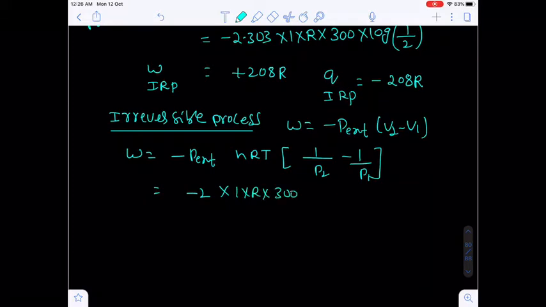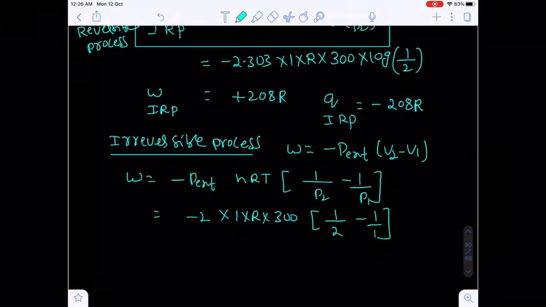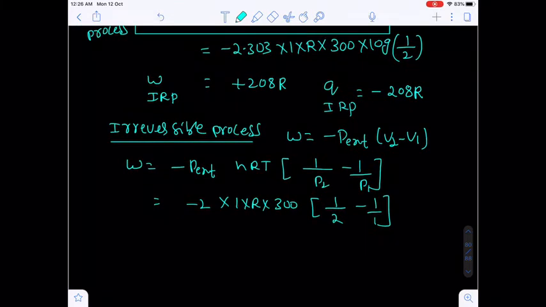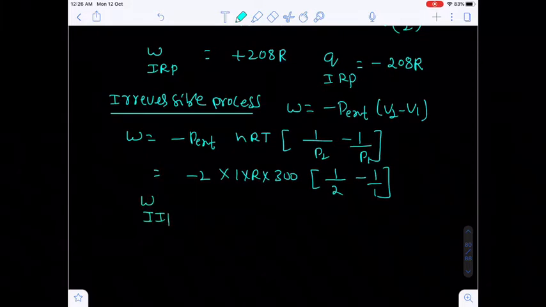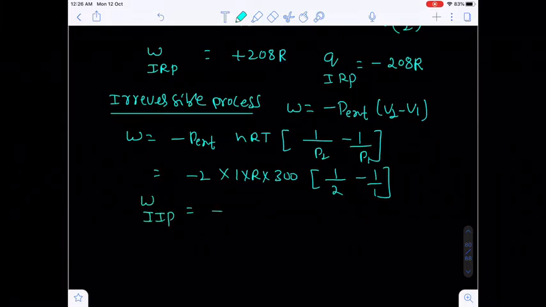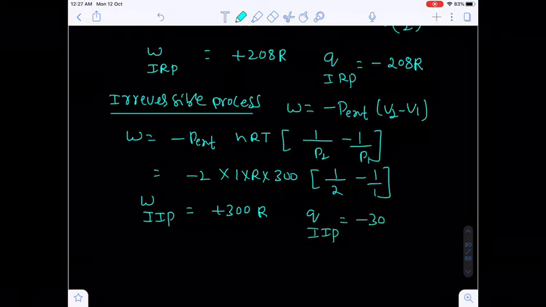So minus 2 into the number of moles of ideal gas 1, R as it is, temperature 300, into 1 by the final pressure 2 atmosphere minus 1 by the initial pressure 1 atmosphere. So 1 by 2 minus 1; minus of minus you will get plus. So the work done in the isothermal irreversible process will be equal to plus 300 R. From here the heat exchange in the isothermal irreversible process will be minus W, that is minus 300 R.